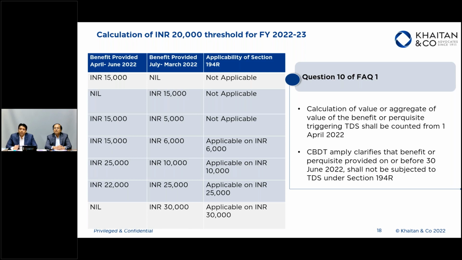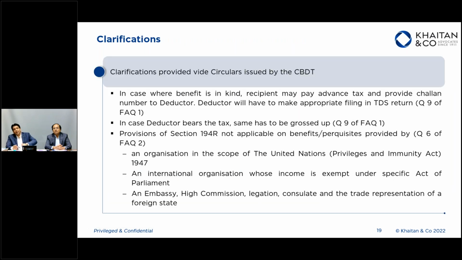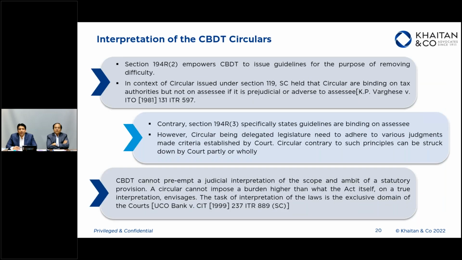Also, how do you calculate the value of the benefit? This has been prescribed. So that's basically the way the questions have been listed for this. Also, there have been clarifications around the procedures, etc. How do you have to pay this in case the deductor bears the tax? It has to be grossed up. So these are all the very basic mechanisms that have been prescribed for withholding taxes.